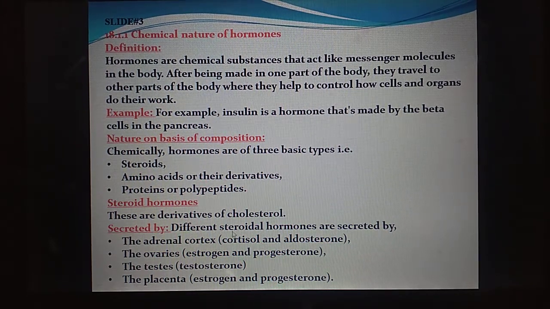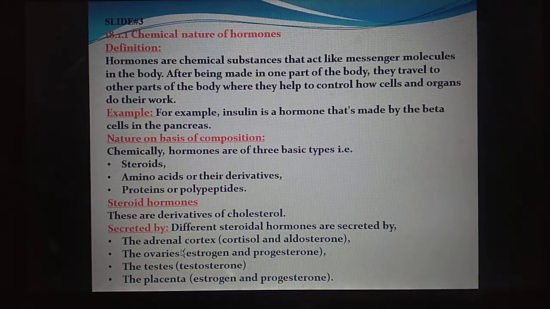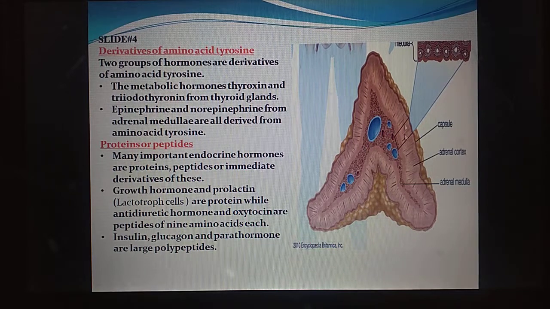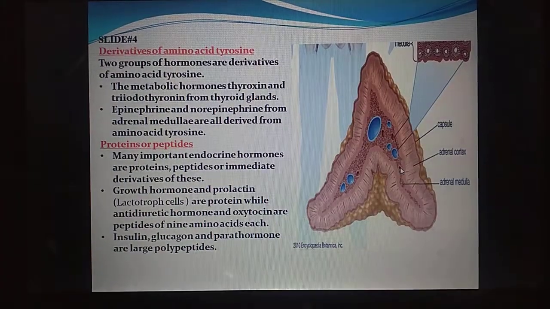And they are secreted by, if you see over here, different steroid hormones are secreted by, let's see which, the adrenal cortex. I have just downloaded one of the diagrams for you. This is the whole adrenal gland. You can see over here, the adrenal gland has an outer region which is called the cortex, and the inner region which is called the medulla. This is the inner region, which is the medulla.